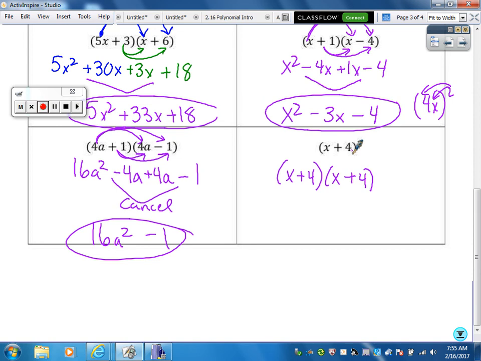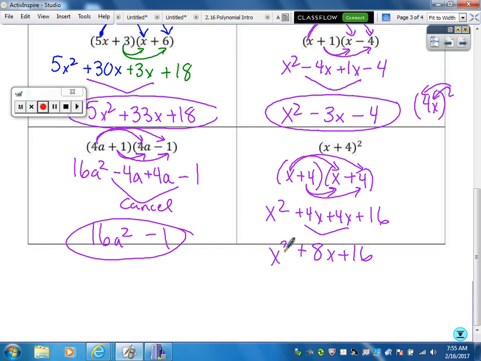Now you've got to FOIL it. So x times x is x squared. X times 4 is 4x. X times 4 again, 4x. And then 4 times 4 is 16. So we get to go ahead and add these together. We get exactly the same thing in between each time for these squared ones. So I get x squared up front, plus 8x plus 16.